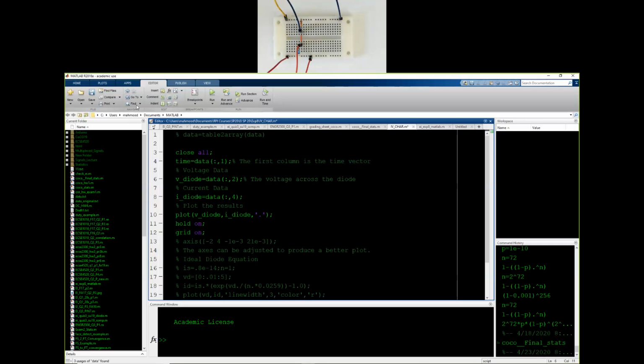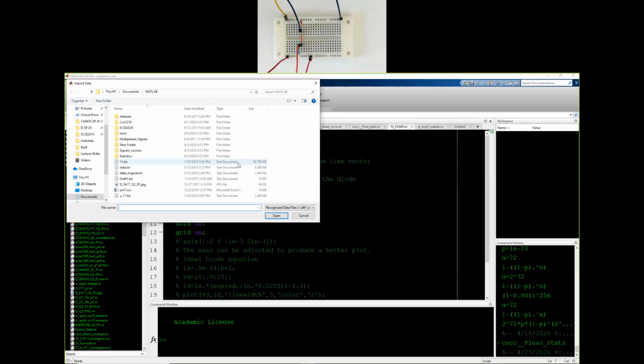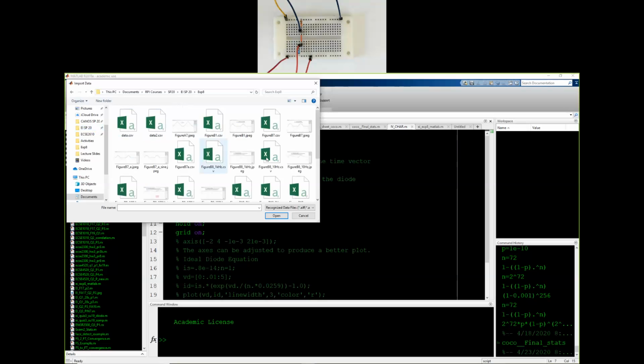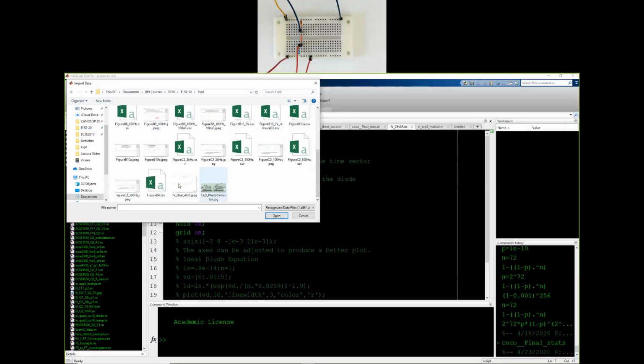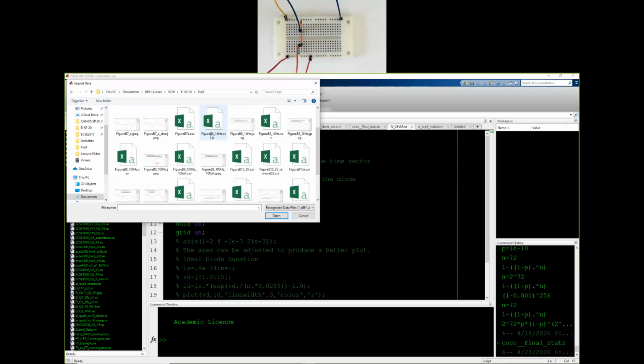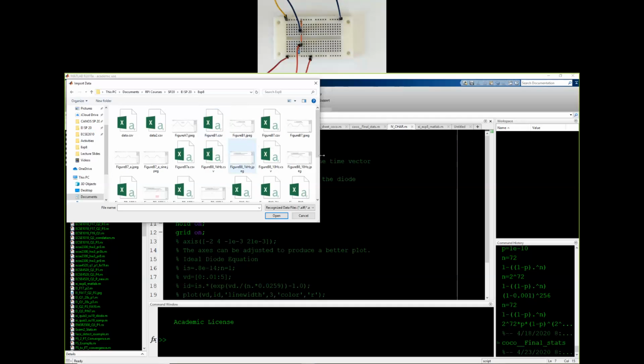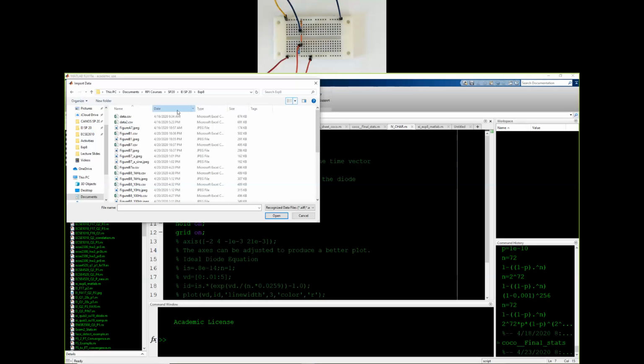So I will go to Home. I will say import data. Then, okay, what data do you want? I want figure D-4. Figure D-4 is somewhere.